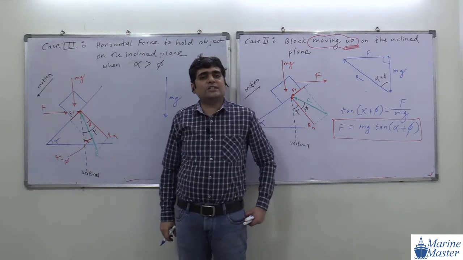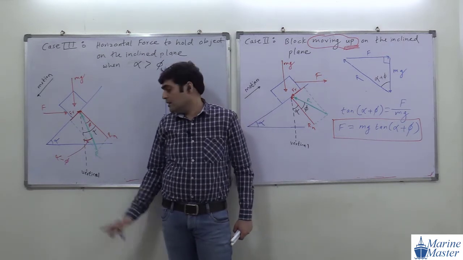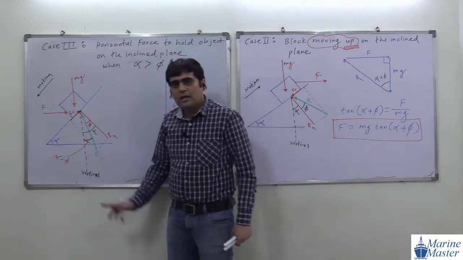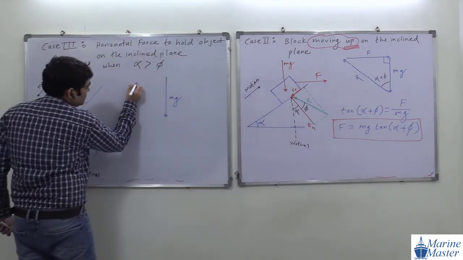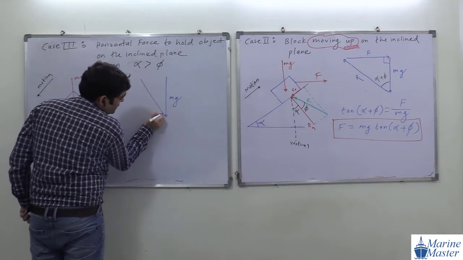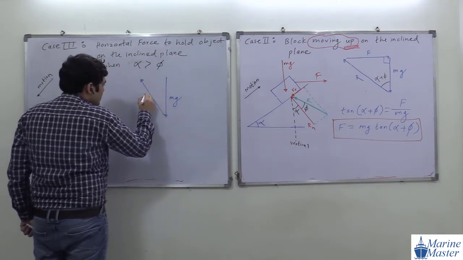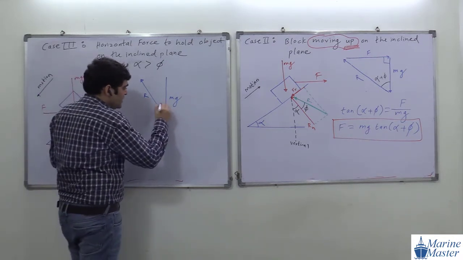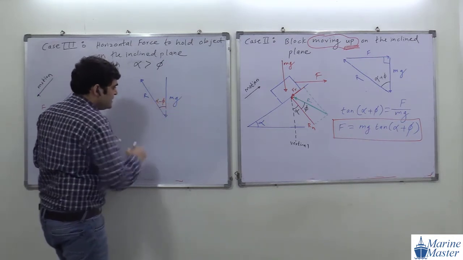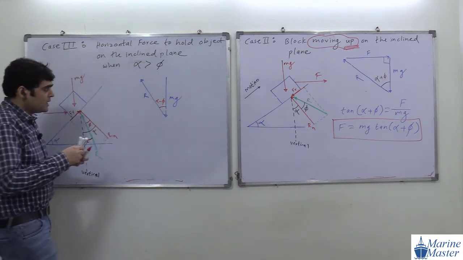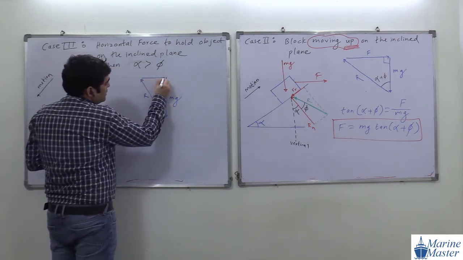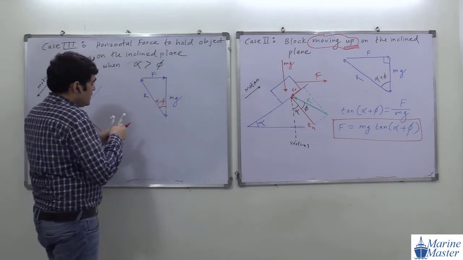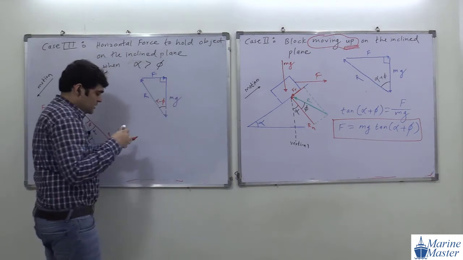How much angle is the resultant reaction R making with respect to the vertical? In this scenario the angle is alpha minus phi. So this is our R, and the angle of R with respect to this line is alpha minus phi. Okay, guys, are you getting my point? And then our closing side will be F.